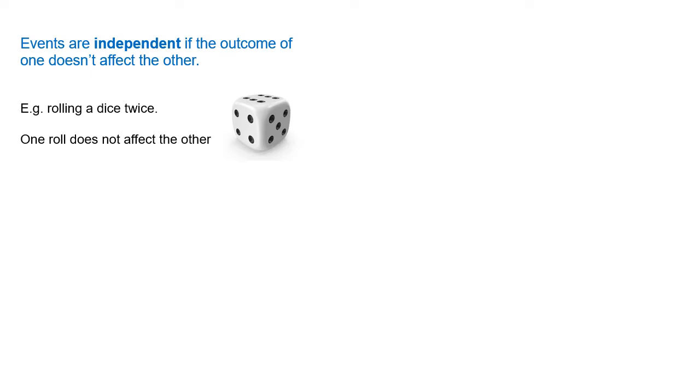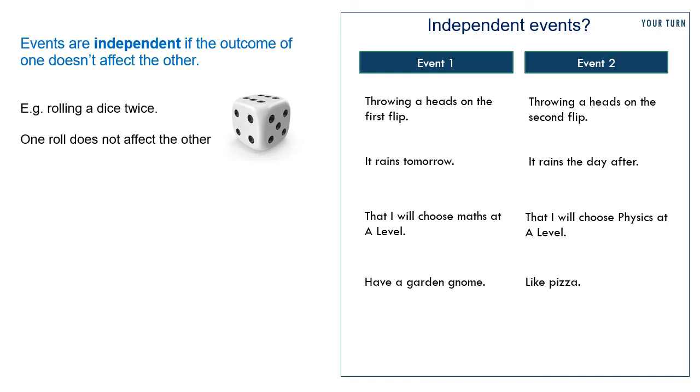Independent events don't affect each other, such as rolling a dice twice. The first roll, the outcome of that, whatever number you get, has no impact whatsoever on the second roll. What about these pairs of events? Throwing a head on the first and a head on the second flip are independent events. The first event has no impact at all on the second event.